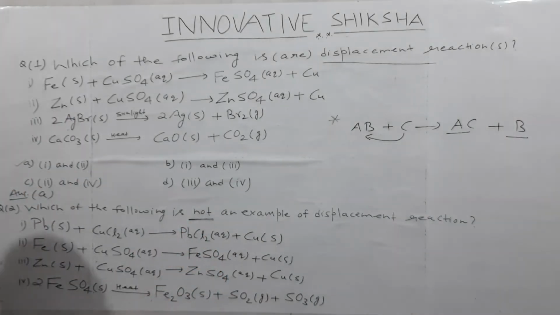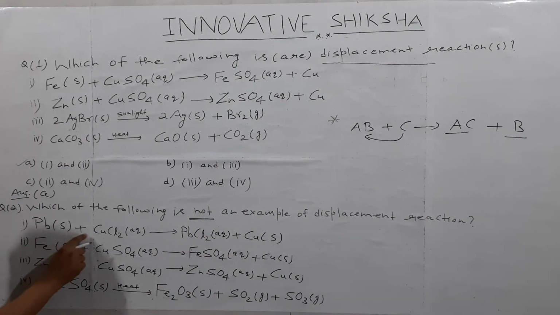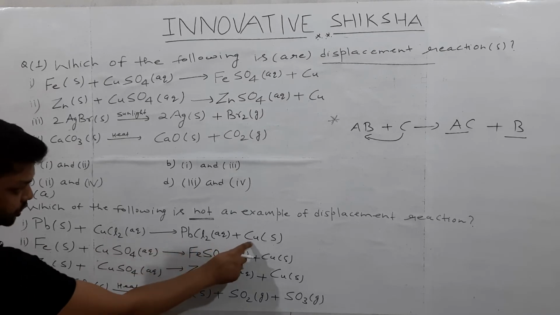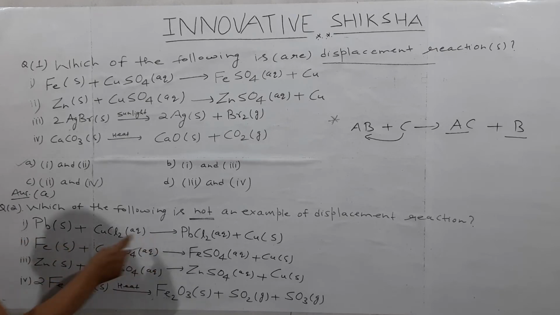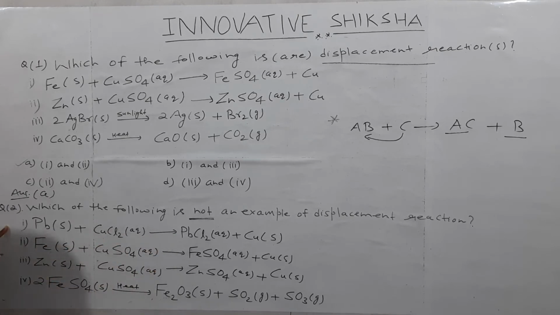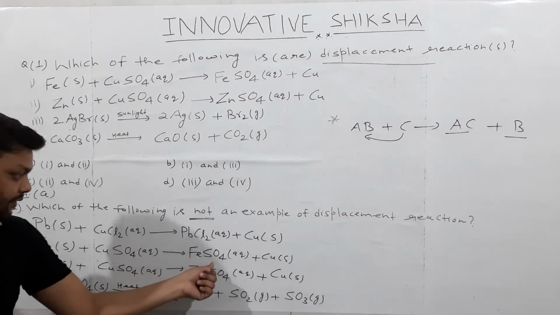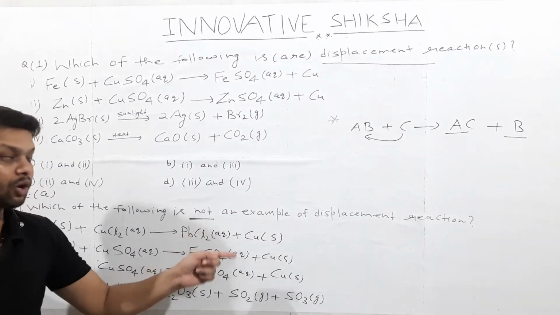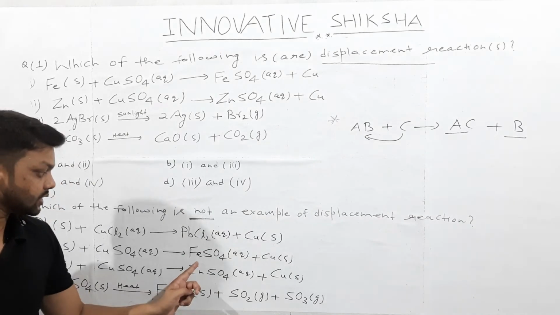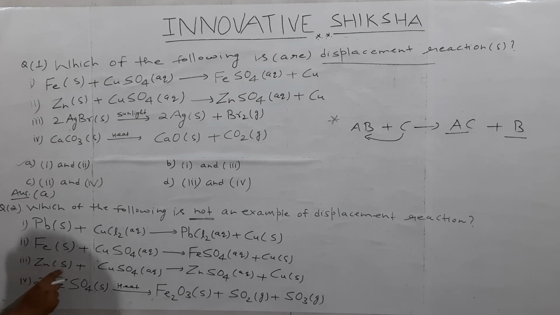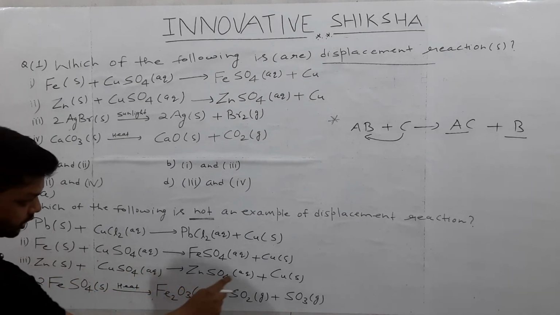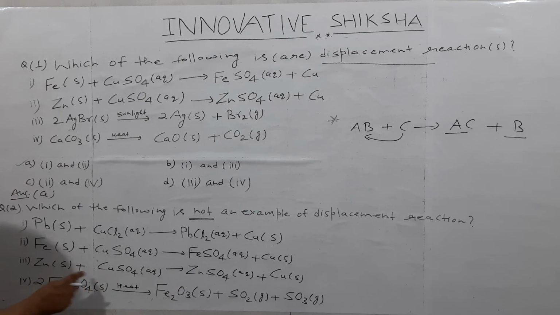So let us start with the first option. First option says Pb plus CuCl2 gives PbCl2 plus Cu. In this equation you are seeing copper is displaced by lead. That is why this is an example of displacement reaction, which will not be our answer. So let us come to the next. In this equation also copper is displaced by iron and the product is FeSO4 plus Cu, which is an example of displacement reaction, and it is still not our answer. The next is Zn plus CuSO4 gives ZnSO4 plus Cu. In this equation also copper is displaced by zinc.